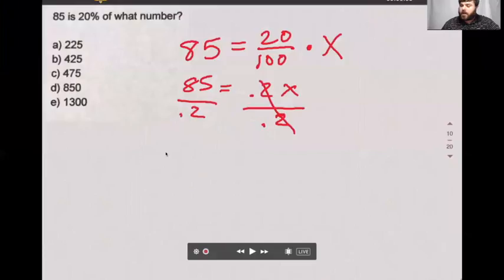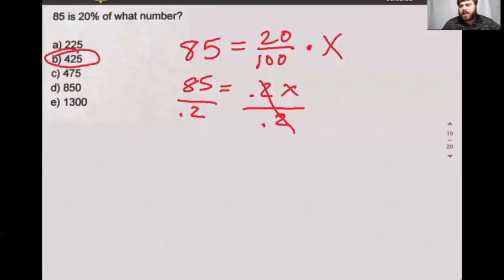That is our answer. Now remember, does this number make sense? 85 is 20% of what? Well, 20% is like a fifth. And a fifth of 400 would be 80. So a fifth of a little more should be a little more. That makes sense. So it's good to check that.